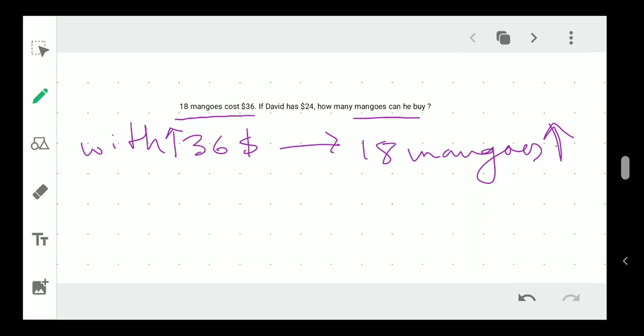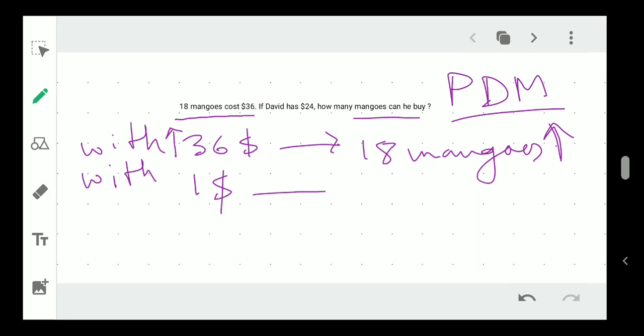So they are having a proportional relationship. That means both are increasing. This relation, when both are increasing, is called proportional. So you can say that we can use the PDM method. I've checked that it is proportional. So with $1 I can buy... Unitary method means you have to find for 1.